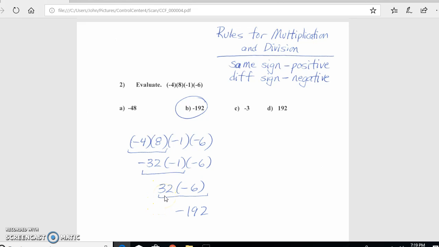And then 32 times the -6, and different signs, so we're going to have a negative or a minus, same thing. And 32 times the 6 is going to give us 192. So our answer is a -192.